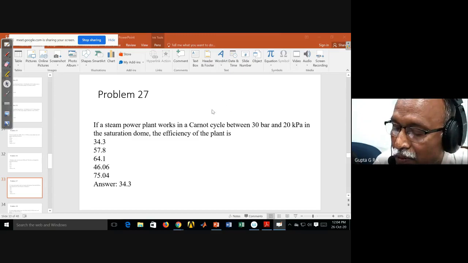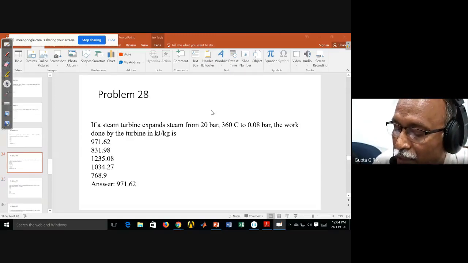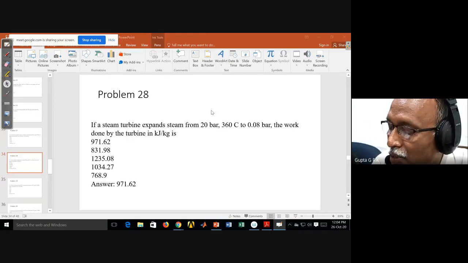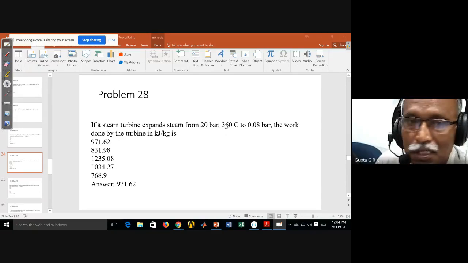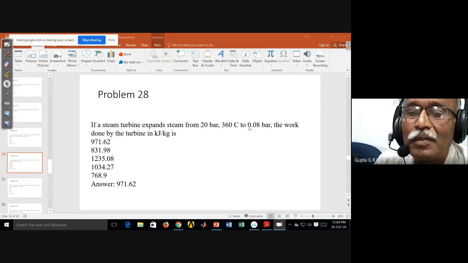So 27. If a steam turbine expands from 20 bar, 360 degree centigrade to 0.08 bar, the work done by the turbine is. Again, the same thing. The superheated conditions are given, 20 bar and 360 degree centigrade. So you have to find out what is the enthalpy and entropy at 20 bar and 360 degree centigrade. And this S1 is equal to S2 at 0.08 bar.